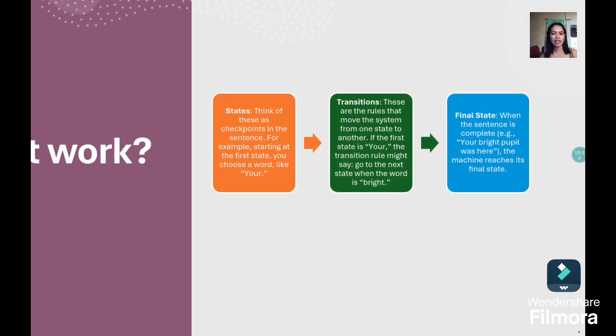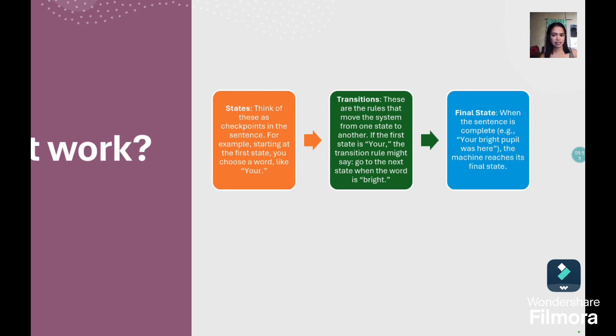Here, think of states as checkpoints in the sentence. For example, starting at the first state, you choose a word like your. That is the state, the checkpoint of the sentence. Next are transitions. These are the rules that move the system from one state to another. If the first state is your, the transition rule might say go to the next state when the word is bright.